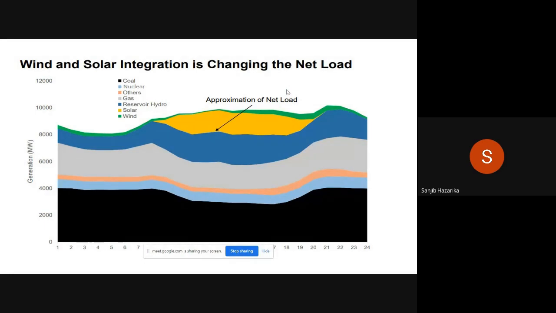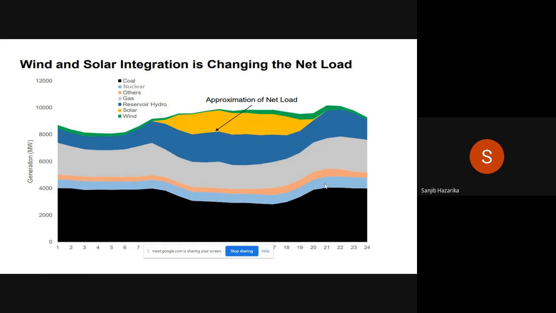This chart shows wind and solar integrating into a changing net load of a grid, and it's generic. Here we can see the bottommost one is a coal plant that operates over a period of time, maybe in a day, from 1 to 24 hours.